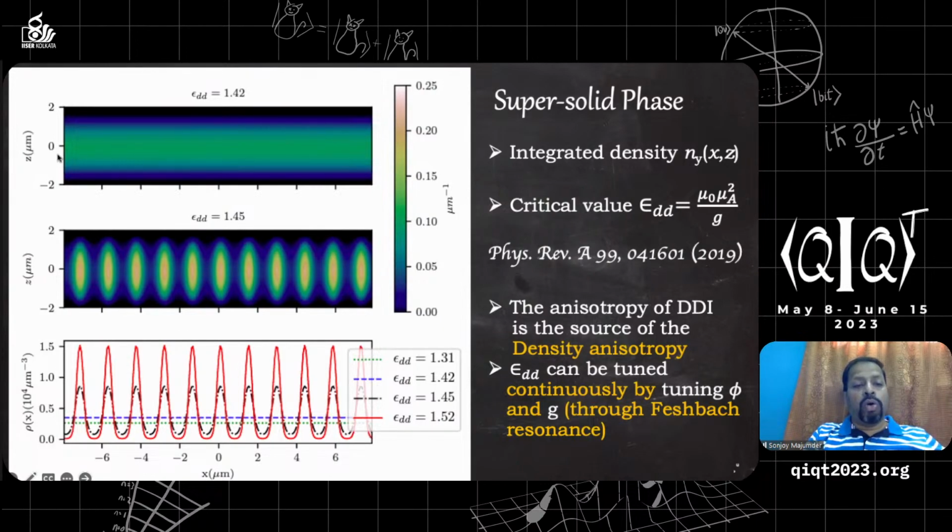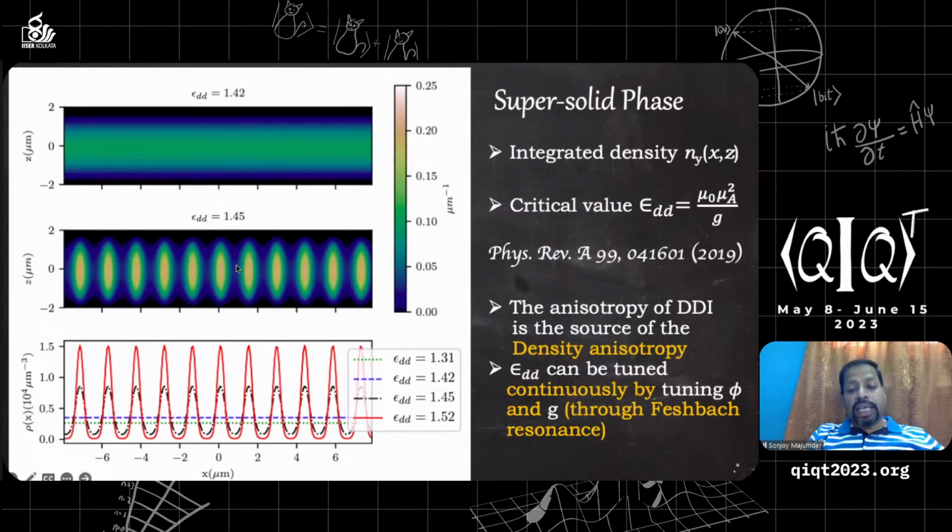see that there is no discontinuity in the density profile. This is the integrated density profile in the y-x plane that we are plotting here. And when it is modified to epsilon dd equal to 1.45, we see some distinct features. People who are interested can look at this paper. We see periodic features, the crystalline features which will come. So it is clear that there is anisotropy in the density profile, and this anisotropy arises because of the anisotropy in the dipole-dipole interactions.